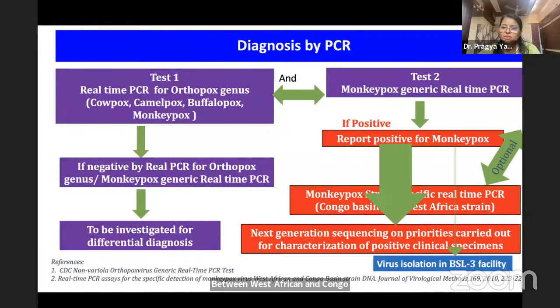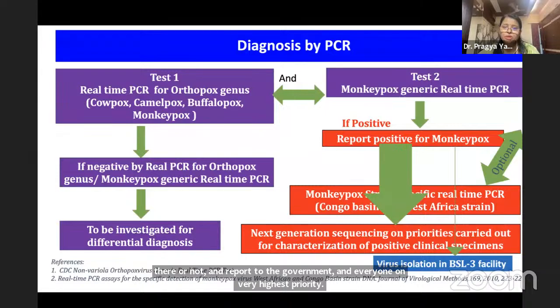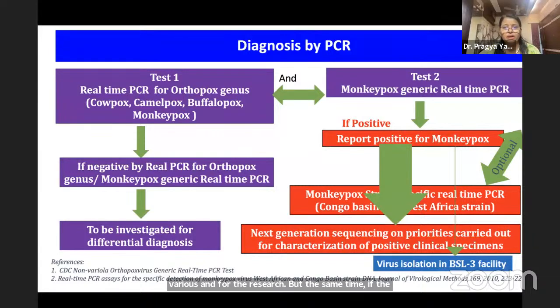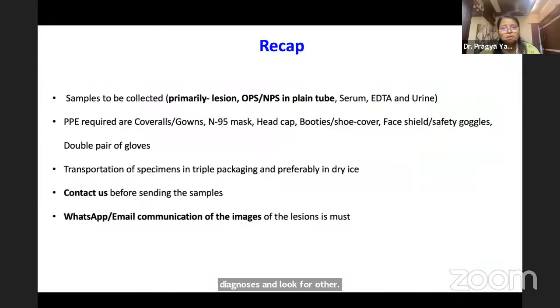If it is a positive sample in the first lab, in the first and second test, the sample has to be shipped immediately to NIV, so that we can do next generation sequencing on priority to characterize whether a new lineage is there or not, and report to the government and everyone at the highest priority. If the sample is positive, it can also be utilized for virus isolation and further research. But if the samples turn out negative for test 1 and test 2, it means we need to follow up with other differential diagnoses and look for other possible pathogens presenting like a pox kind of situation.